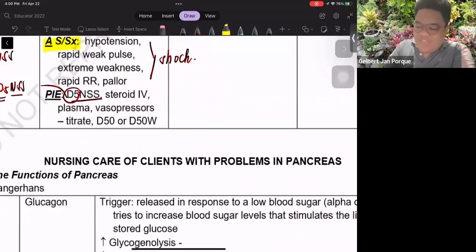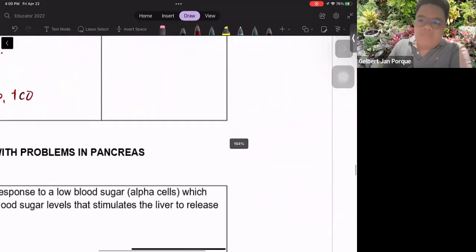Then IV steroids are given to replace your steroids. Then you also have your vasopressors. Class, vasopressors, remember, would improve your BP. This would also improve your cardiac output. Okay? Class, titrate. What do I mean by titrate?